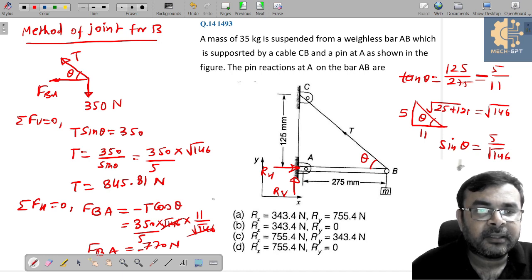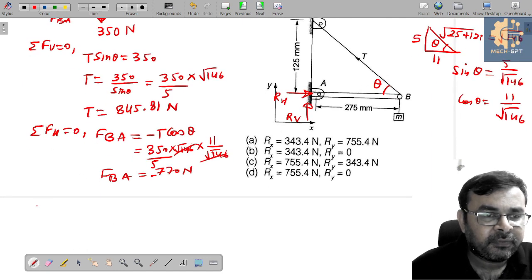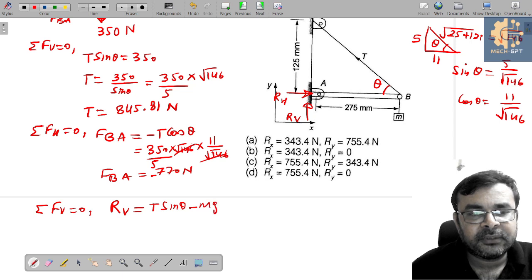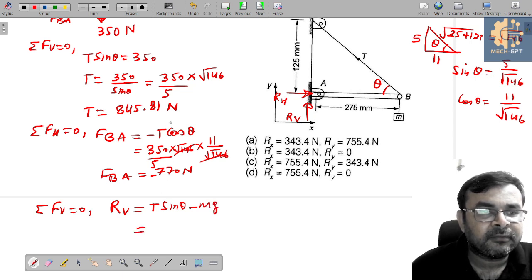So we need the pin reaction at A. Actually, we need to find out the reaction at A. So now for the determination of the reaction, can I say if I apply summation of vertical forces equal to 0, this is RV. RV is equal to T sin theta minus mg. And T sin theta we know is equal to 350. And what about mg? This is 350. So this is equal to 0.